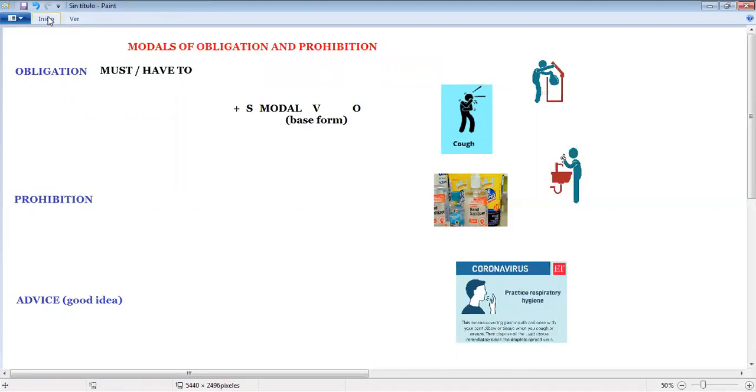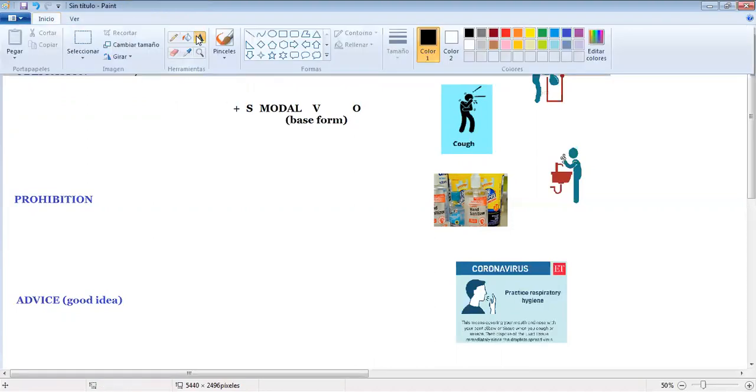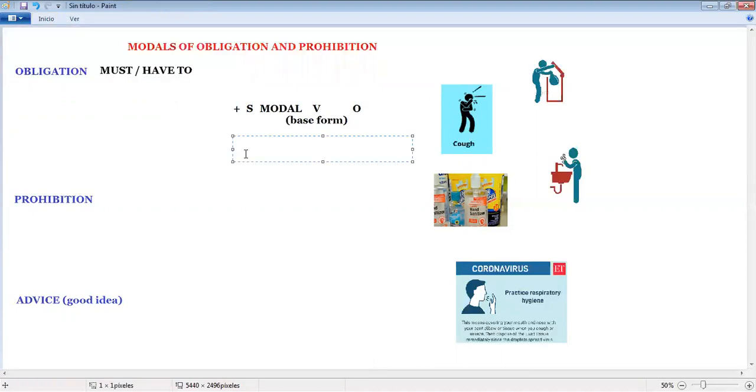Next, let's remember the structure in the negative form. In the negative, the structure is almost the same. We have the subject, we use the modal and not. And then we use the verb in the base form and the object. That's it.